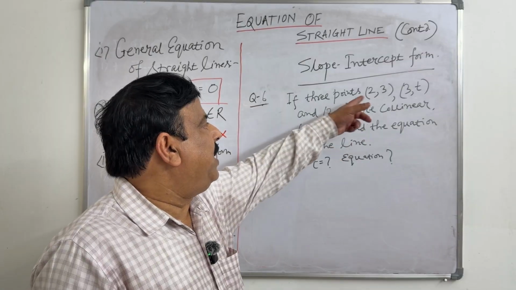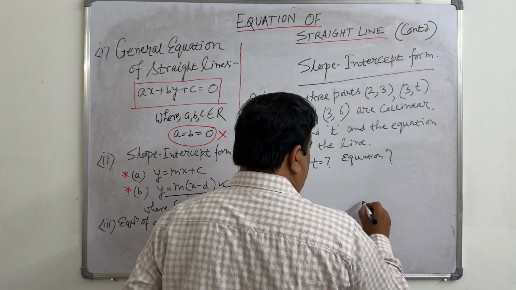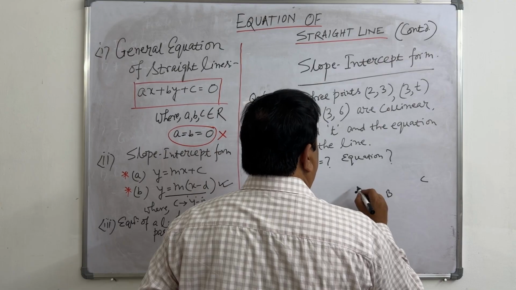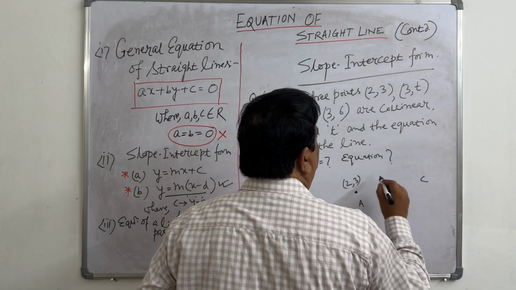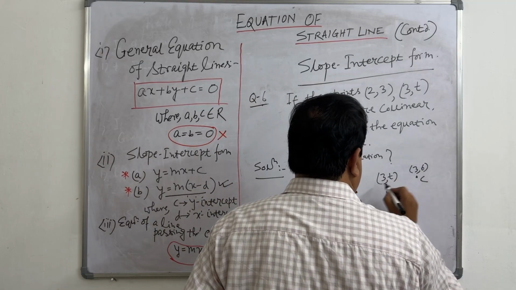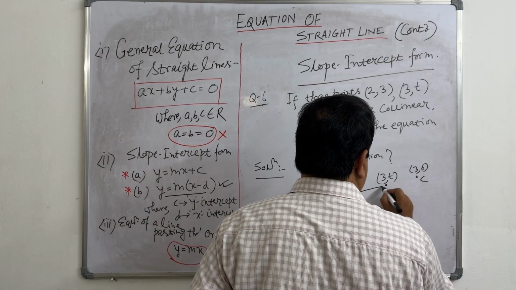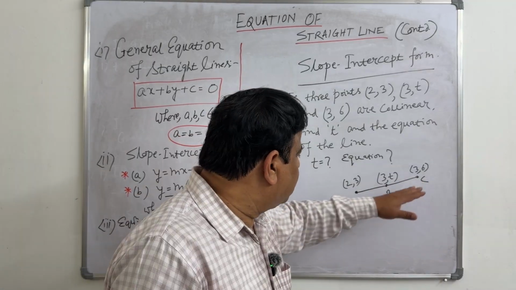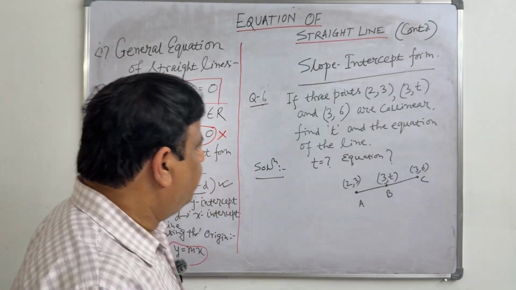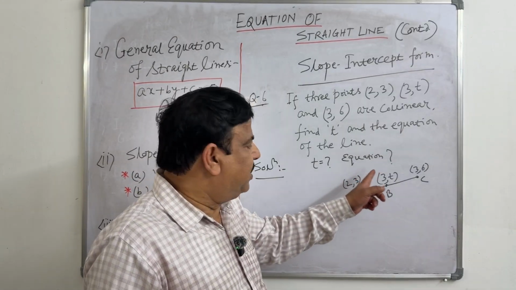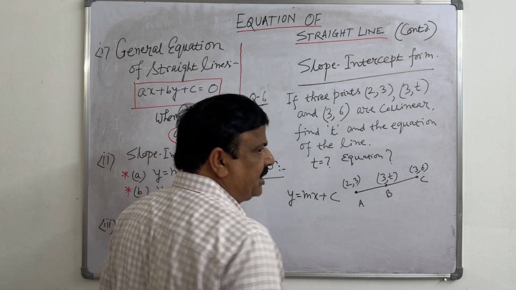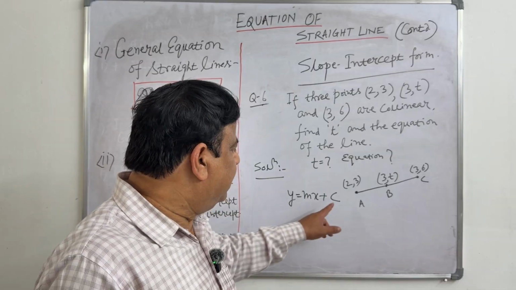Given 3 points are collinear. That means suppose 3 points, say A, B and C. Say the coordinate of A is (2, 3), coordinate of B is (3, t) and coordinate of C is (3, 6). Okay. And these 3 points are collinear. I have to find the equation of this line and also find the value of this unknown t. So first I want to find out the equation of the line. Say the equation of the line is y is equal to mx plus c, slope-intercept form where c is the y-intercept.